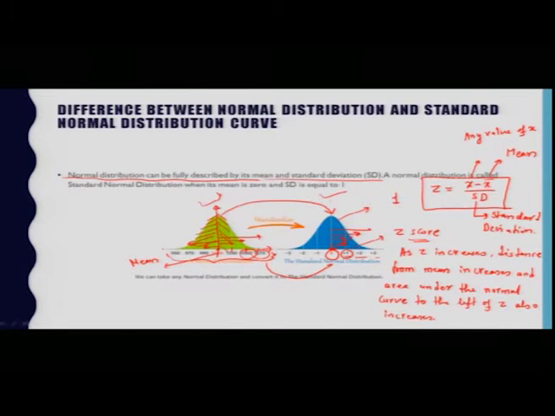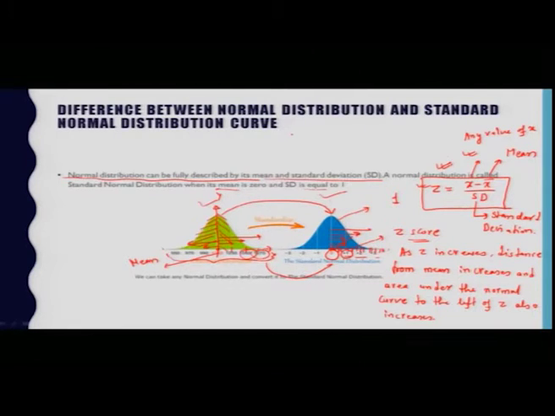So, in order to calculate the Z score, first we will have to calculate the mean and standard deviation. Then we can plot the different values of Z score, which can be plotted somewhere here depending on the particular value of x. So, this is the formula through which we calculate the Z score, x minus x bar upon SD.